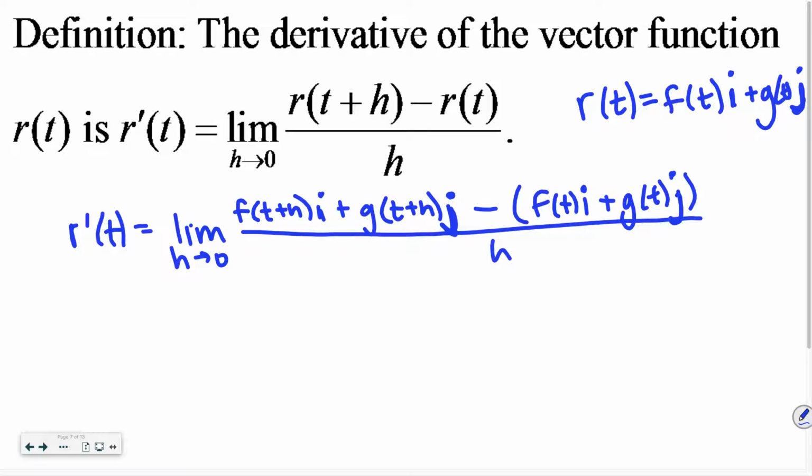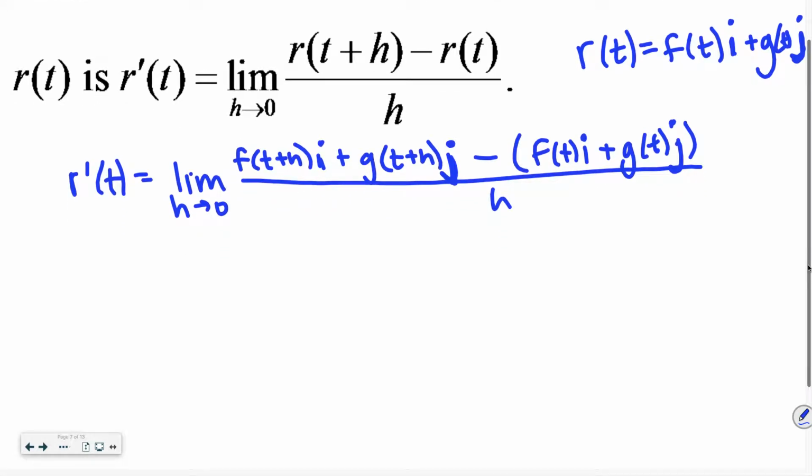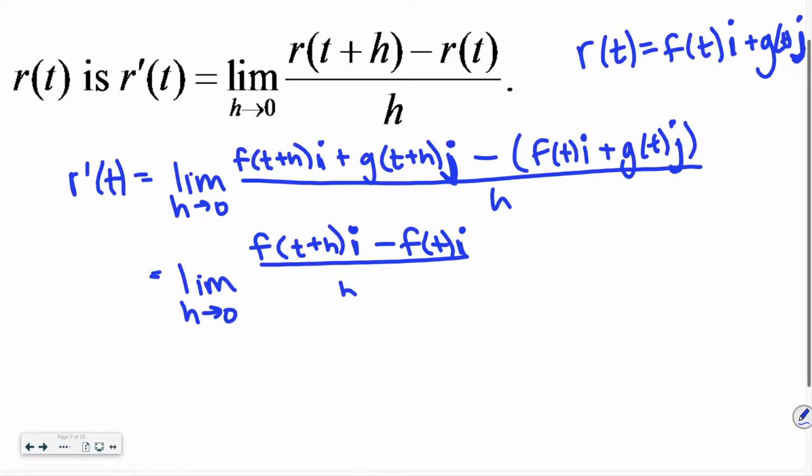Okay. Am I allowed to split up a fraction if there's subtraction in it? I can make this into two fractions that are being subtracted. So what should I group together? So I have f of t plus h i minus f of t i all over h, minus, I told you you didn't have to write it down. Wouldn't you just be able to take the derivative of the f component?